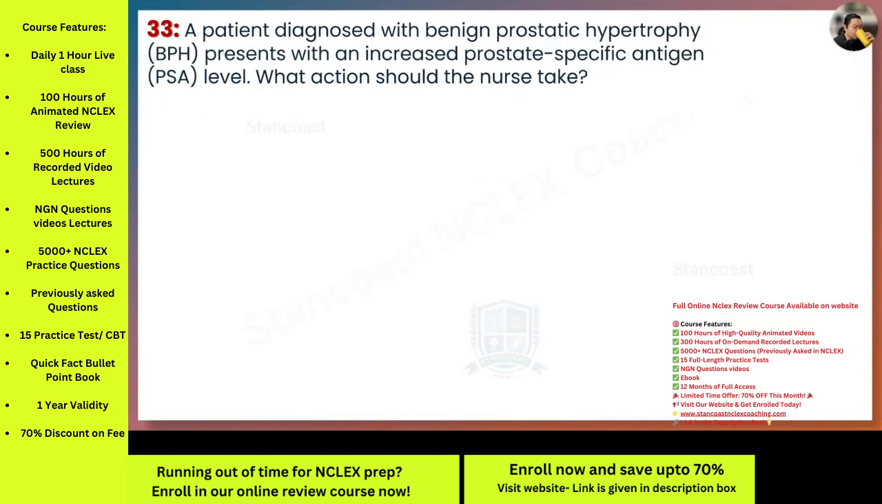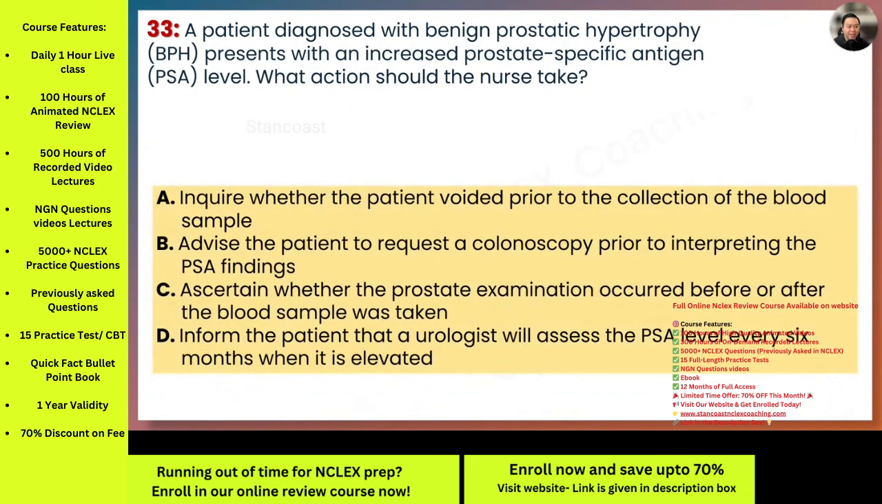33. A patient diagnosed with benign prostatic hypertrophy presents with an increased prostatic specific antigen level. What action should the nurse take? Options: A, inquire whether the patient voided prior to the collection of the blood sample. B, advise the patient to request a colonoscopy prior to interpreting the PSA findings. C, ascertain whether the prostate examination occurred before or after the blood sample was taken. D, inform the patient that a urologist will assess the PSA level every 6 months when it is elevated.